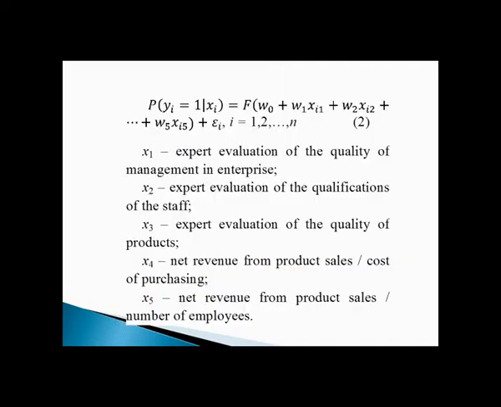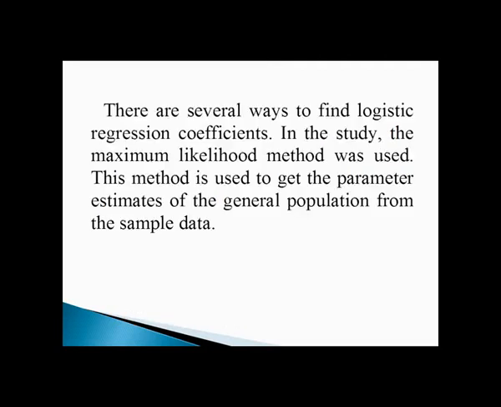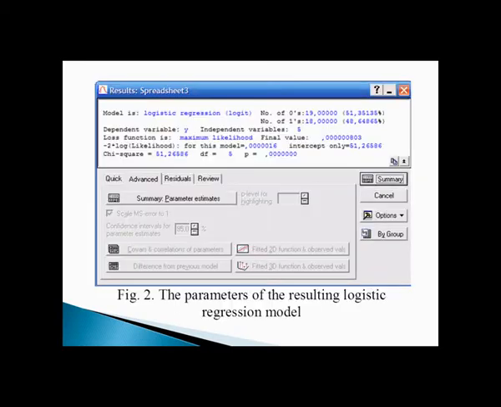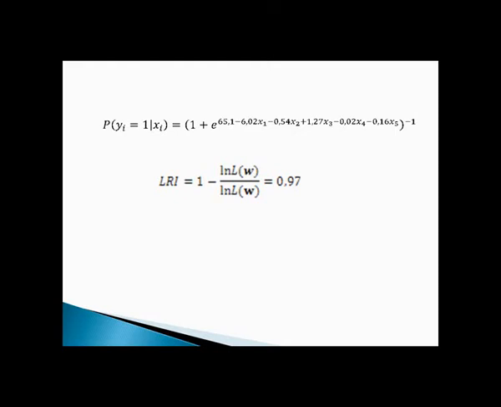The prepared data, Table 1, will be used to estimate the unknown parameters of the econometric model. There are several ways to find logistic regression coefficients. In the study, the maximum likelihood method was used. This method is used to get the parameter estimates of the general population from the sample data. The parameters of the resulting logistic regression model are as follows. Based on the foregoing, the logistic model is obtained. The adequacy of the constructed logistic model can be calculated by the likelihood ratio index. The calculated value of the likelihood ratio index points to the adequacy of the constructed model.